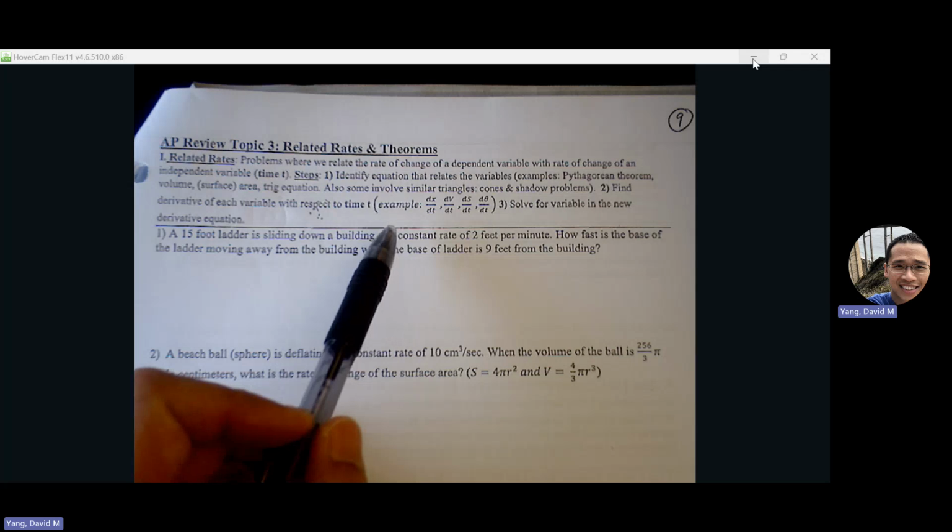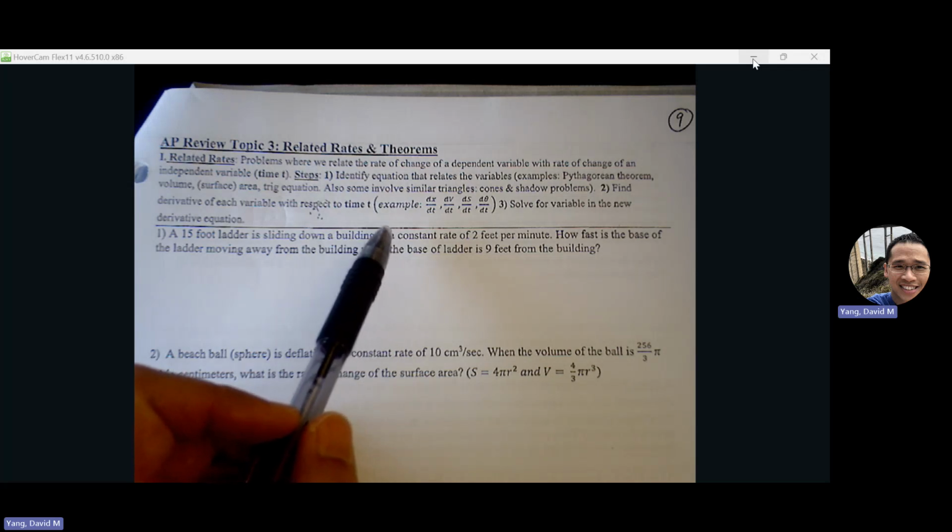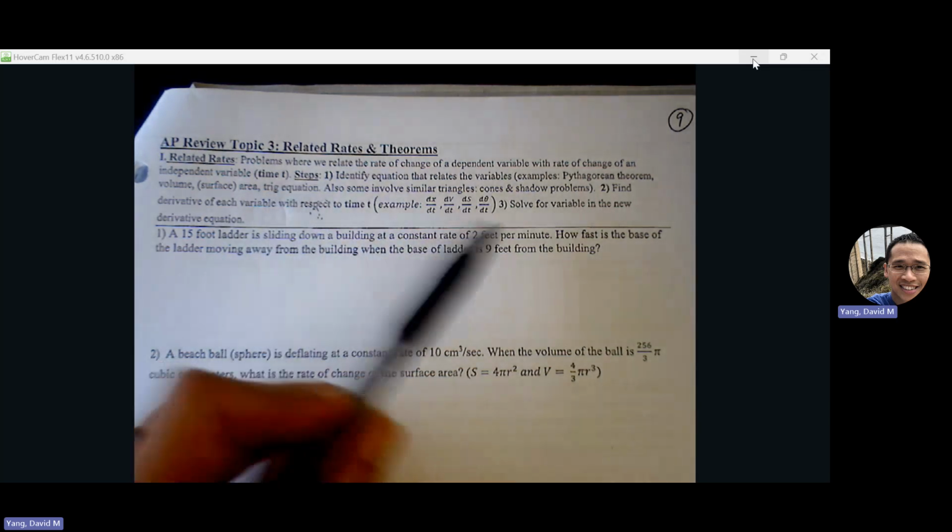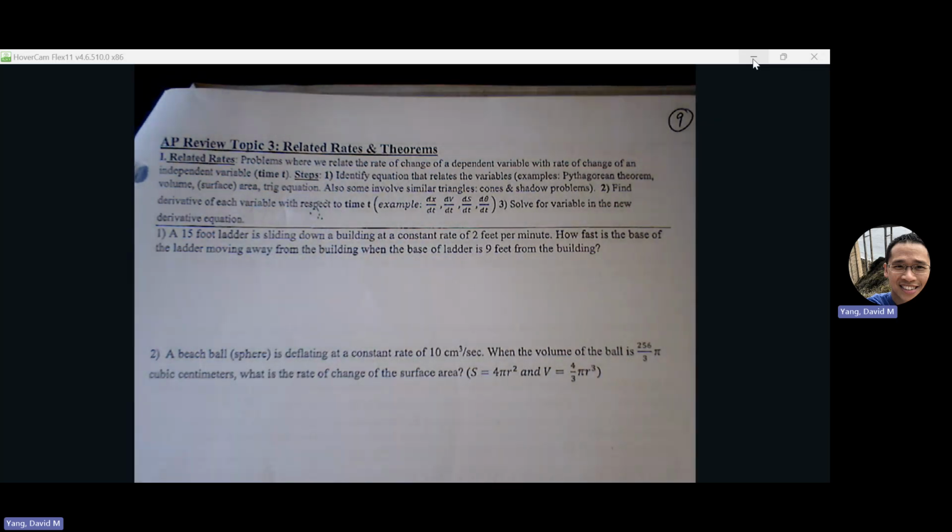But it's the same process, just like how with implicit, if it was y squared, we'd do 2y dy/dx. But now it's going to be 2y dy/dt. Everything's going to get impacted by time.